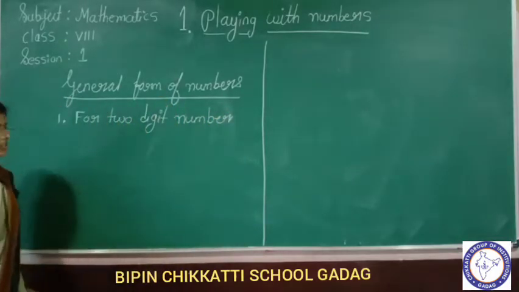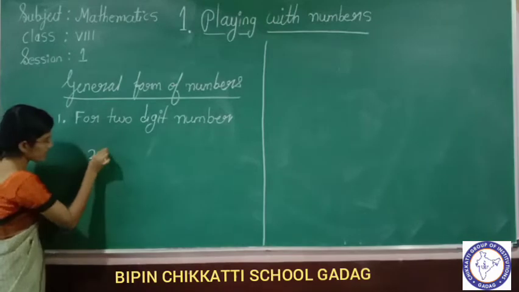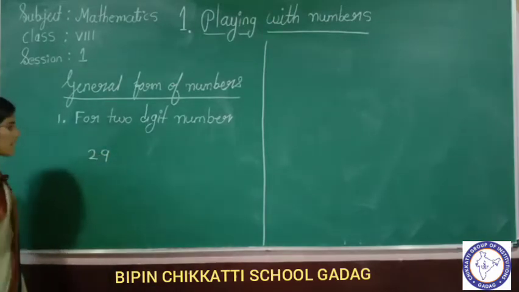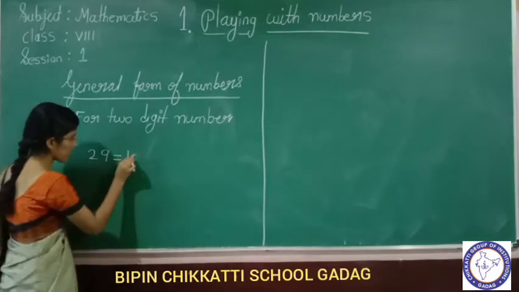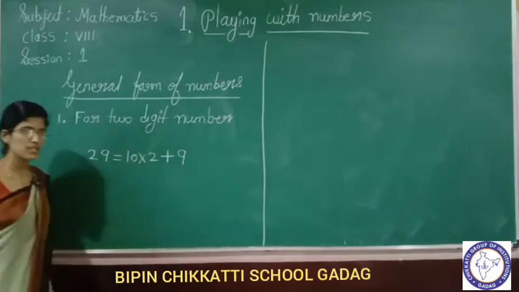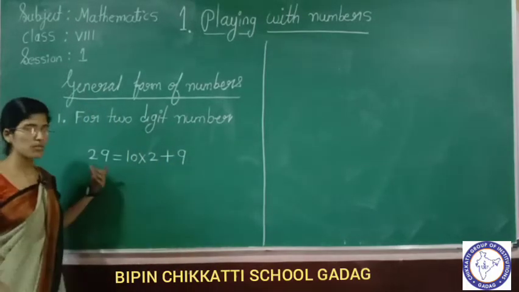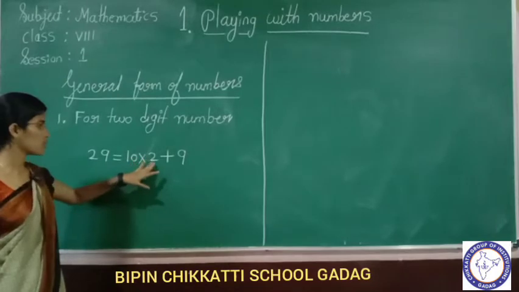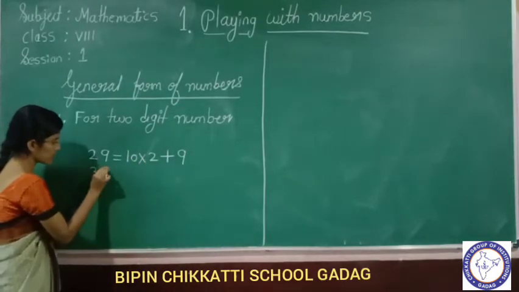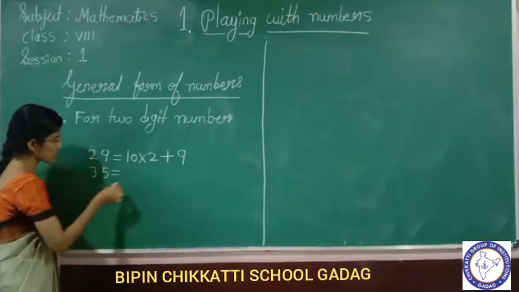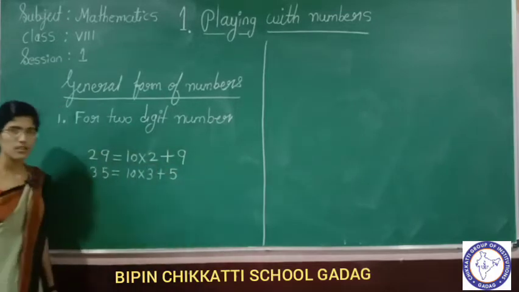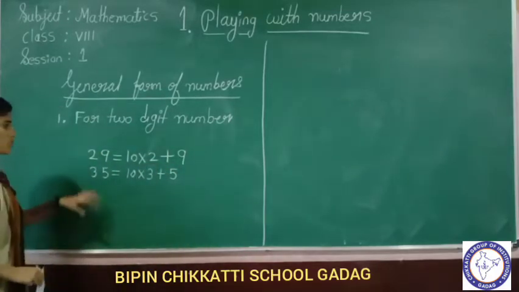Now see here students, this 29 is a two digit number, right? This can also be written as 10 into 2 plus 9. Yes, this 29 can also be written as 10 into 2 plus 9. I can take any different number, 35. This can be written as 10 into 3 plus 5. Yes, this is also a two digit number.